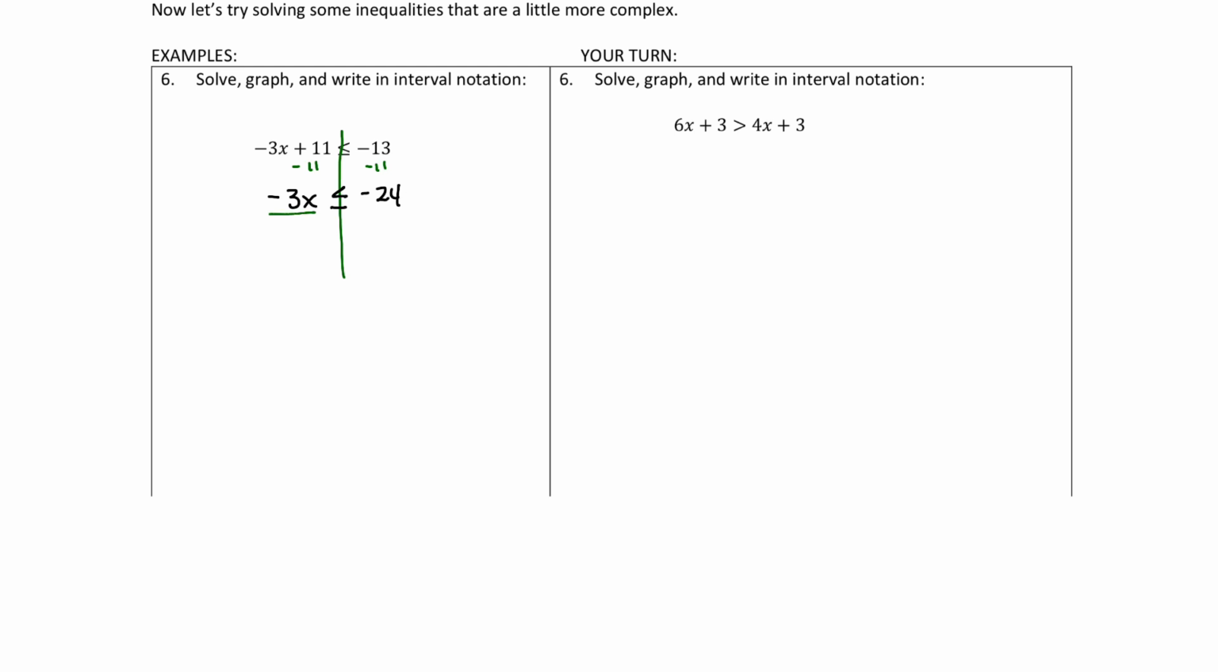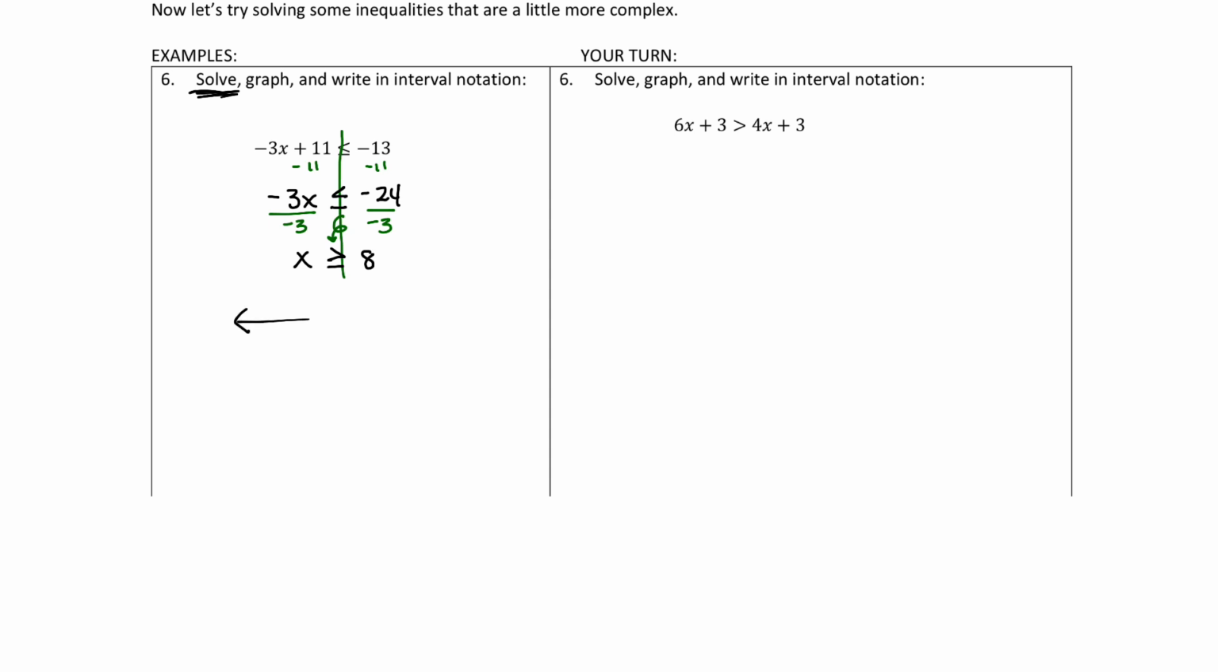Okay, divide both sides by negative 3. So I get x and positive 8. Do I switch the sign here? Yes, because I divided by a negative 3. So switch that one around. And that's my first answer, my solved part.